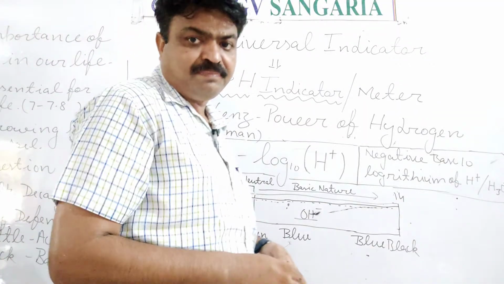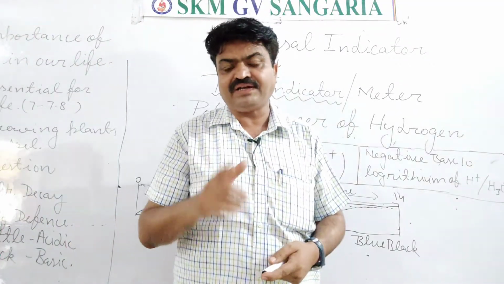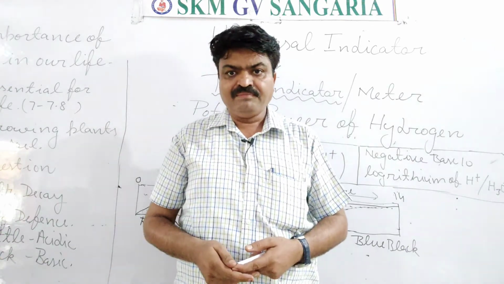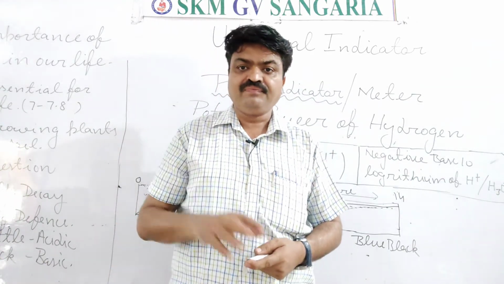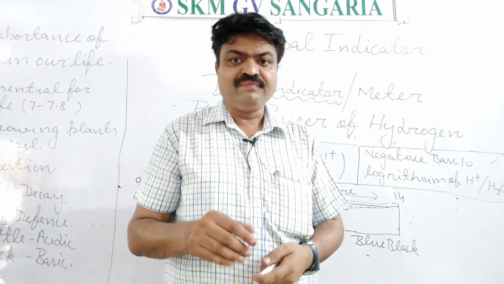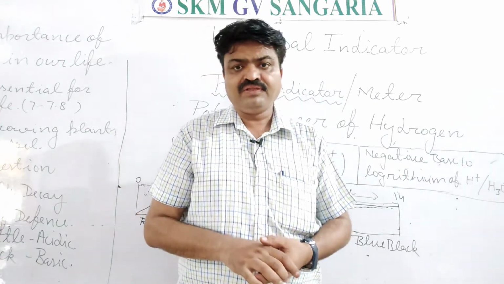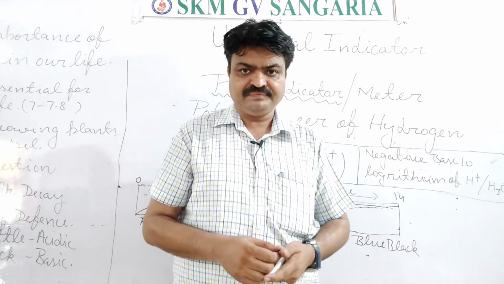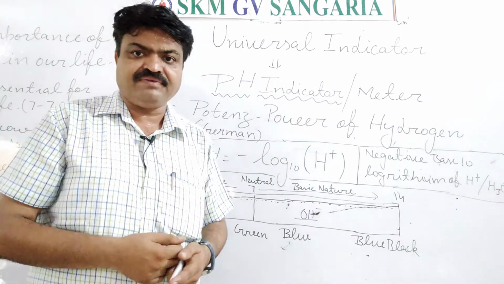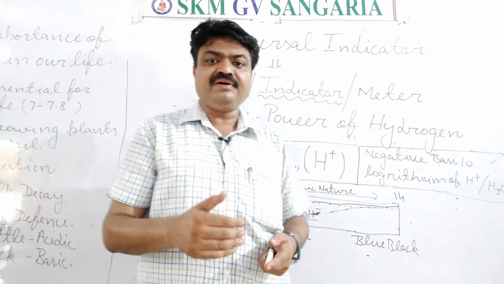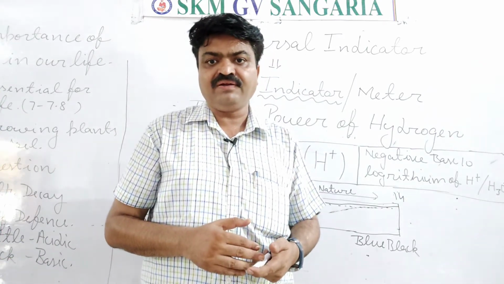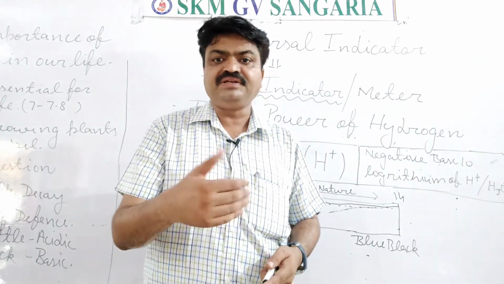We can grow the plants in a particular pH and it should be around 7 to 7.8. Many times the farmers can't grow the crops or the particular plants in a particular soil. At that time, what do they do? They go for the testing of the soil. If the pH of the soil is less than 7, it means the soil is acidic in nature, and in acidic soil we can't grow the plants easily.